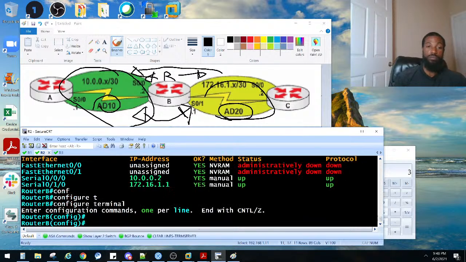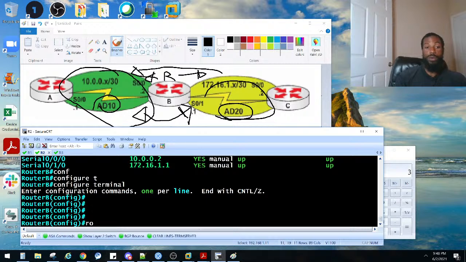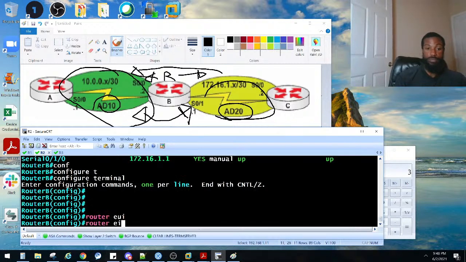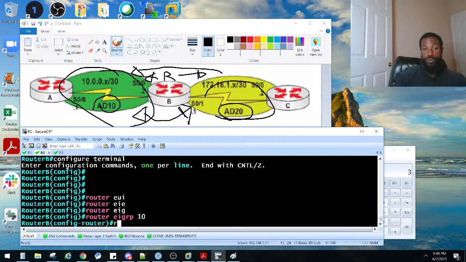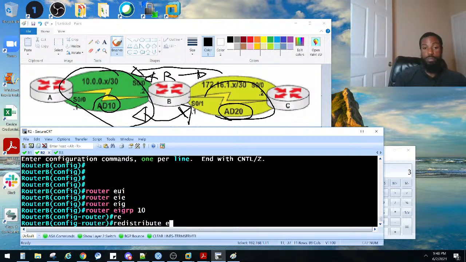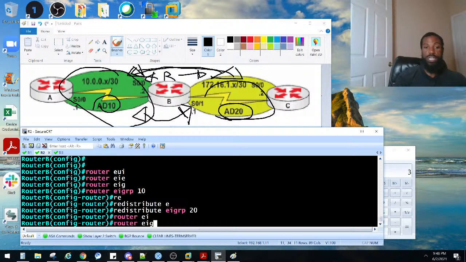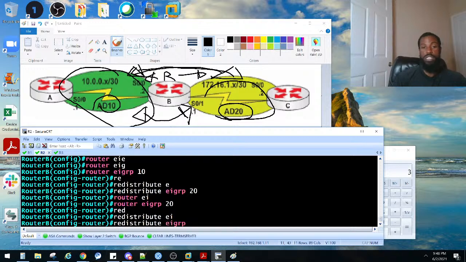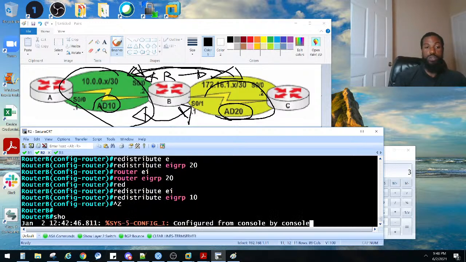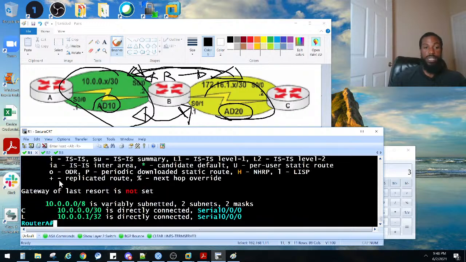So we'll start with 10. We go to router EIGRP 10. We're going to say redistribute, and then is it EIGRP 20, right? We're just going to redistribute 20. So we're going to redistribute this into that ASN, and then vice versa, right? So we do that, and then we go to router EIGRP 20 and redistribute EIGRP 10. And now we do a show ip route on this guy.